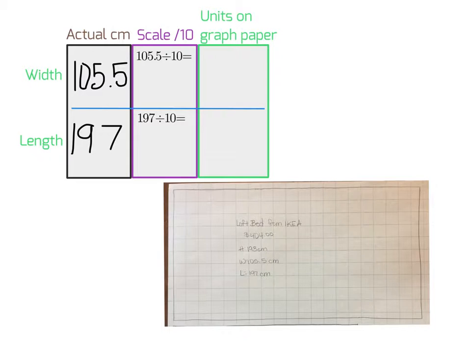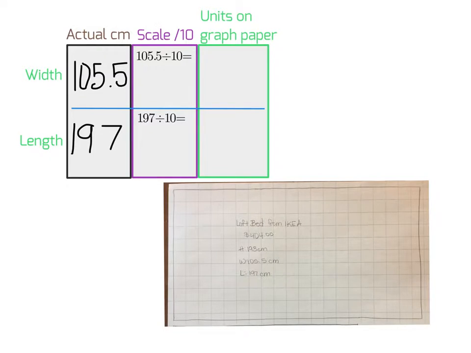I want to scale this down smaller. So I'm going to divide the actual by 10 so that my picture is smaller than what it actually is. Just like a map is smaller than the actual place because they have to fit it all on one piece of paper for you to see. So I'm going to divide by 10 because it's super easy.